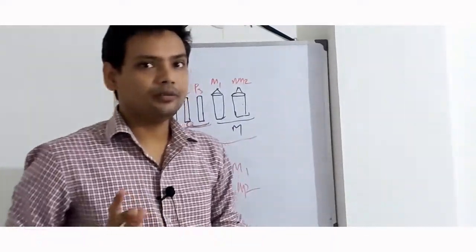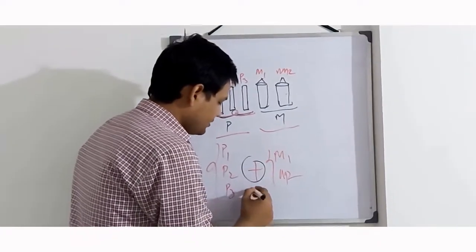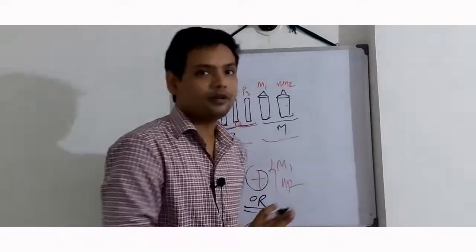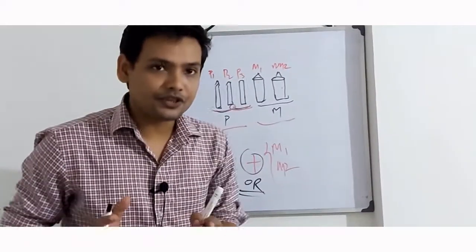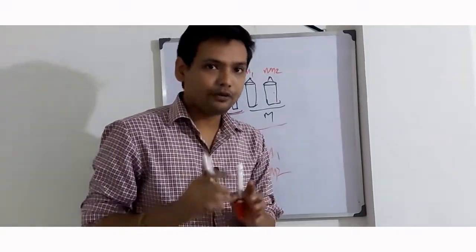This is the first rule of counting, or. Or always means addition. So this is the first rule of counting. Now let me ask you another question. In how many ways can you pick one pen and one marker?